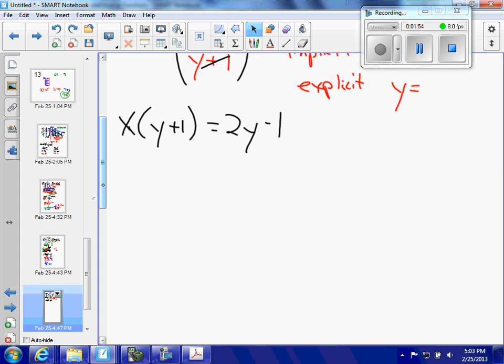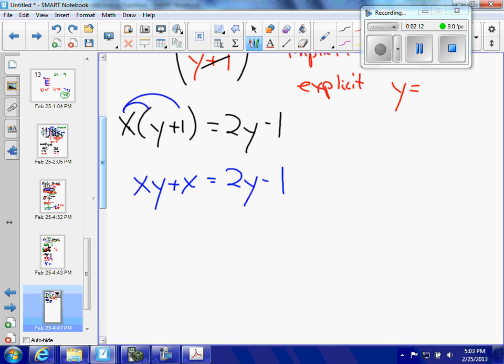A little bit of tricky algebra here, so be careful. You'll do this a couple of times and then you'll be able to see it every time. I'm going to distribute my x. So I'm going to have xy plus x is equal to 2y minus 1.